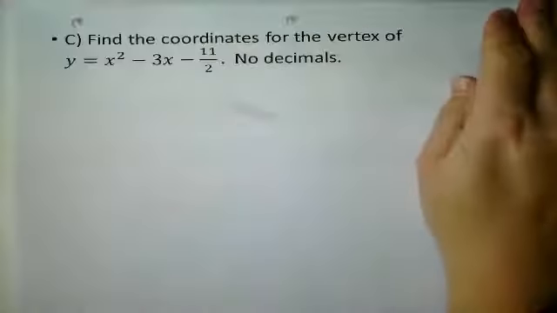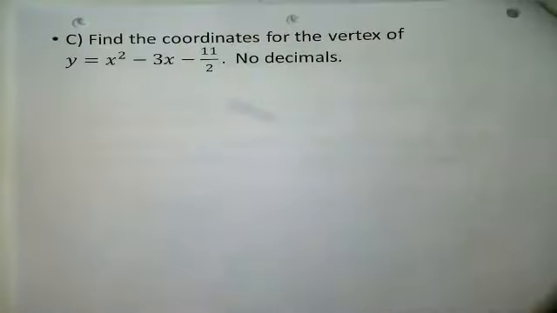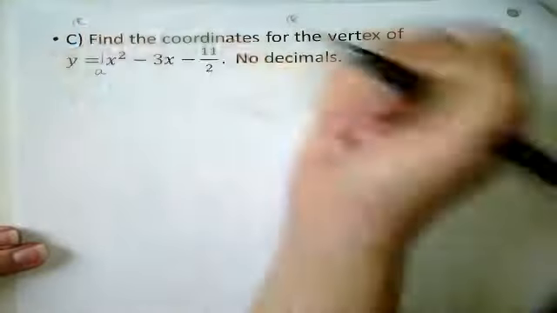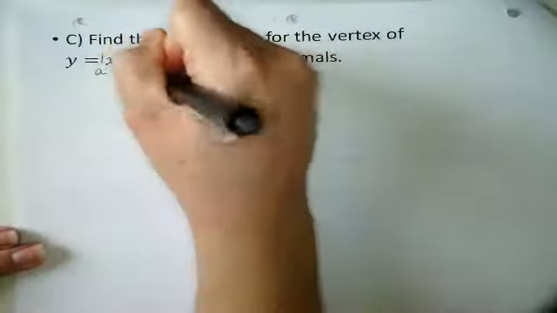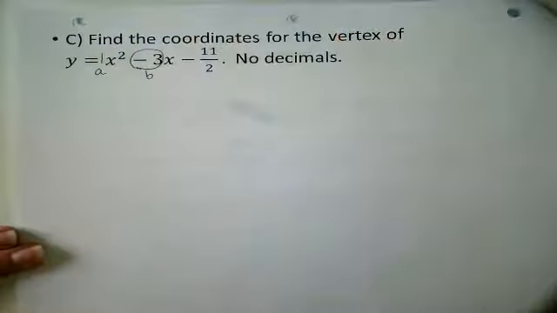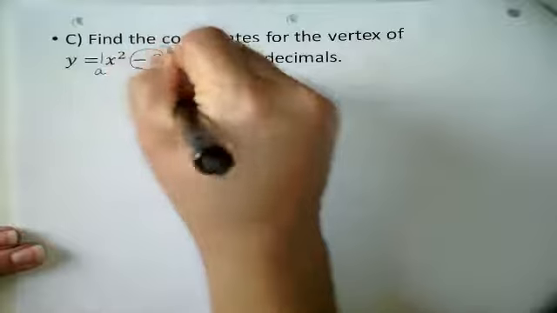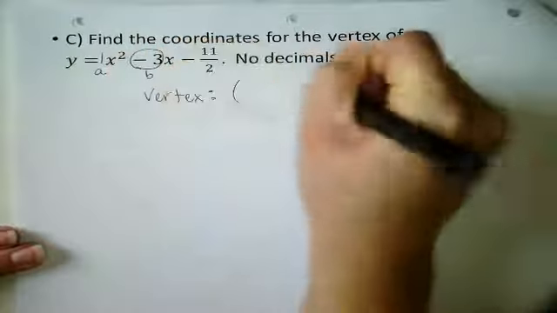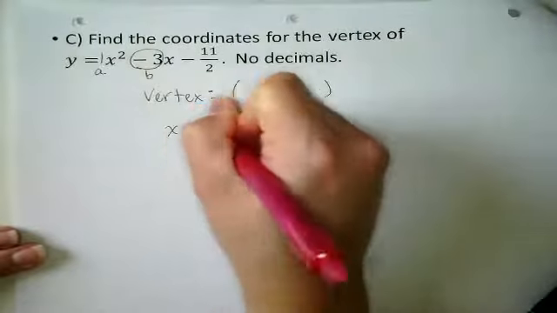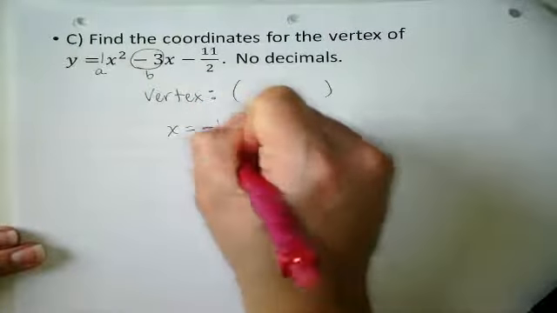All right, and part C, find the coordinates for the vertex. No decimals. Read the fine print on IXL. Be very careful. All right, we have the a value of 1. We have a b value of negative 3 and a c value here of negative 11/2. We want to find the coordinates of the vertex. So we're looking for an ordered pair, an x and a y value. And so if I want to find the x, I get to use my lovely little opposite of b over 2a equation.